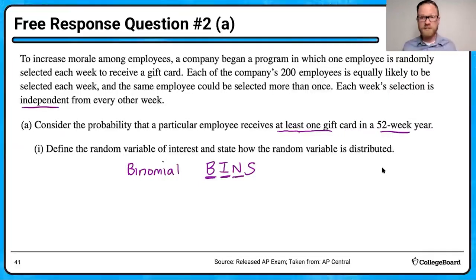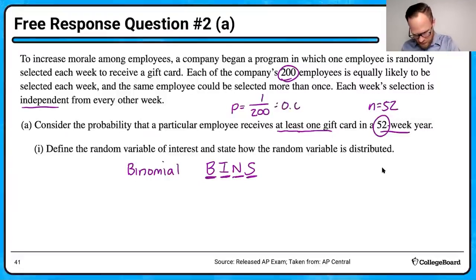The third condition, N, is that we have a fixed number of trials here. And the fixed number of trials is that there are 52 opportunities to win the gift card here. So that is our fixed number of trials, n equals 52. And then S, we have the same probability of success for each one of those trials. Well, if each of the employees is equally likely to win, that's a 1 out of 200 chance. That is the probability that we would win on each individual trial here. And that is equal to 0.005.